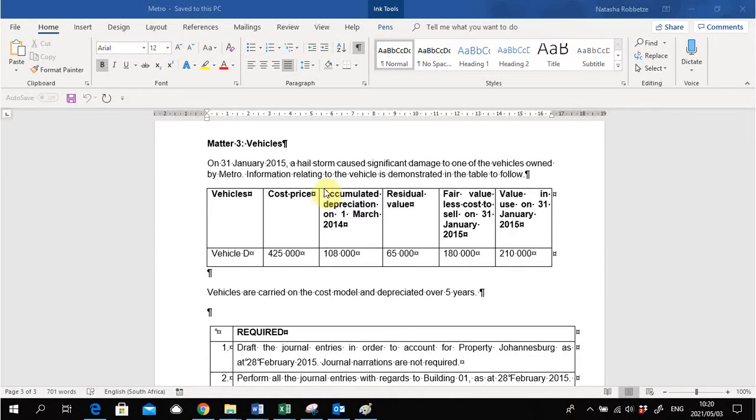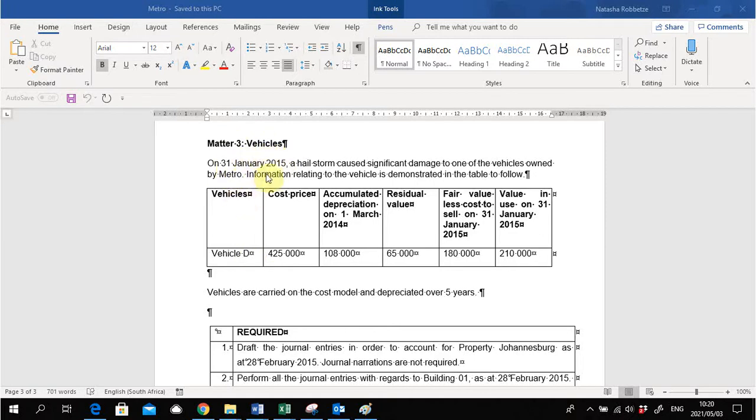So here you would see that they said there was a hailstorm. So this vehicle was then damaged. Please take into account that these vehicles must be, in terms of IAS 16, PPE. Vehicles cannot be classified as investment property because they are movable assets. So they will not fit under IAS 40, because IAS 40 is about fixed assets and assets that have capitalization value increases. So this must be PPE.